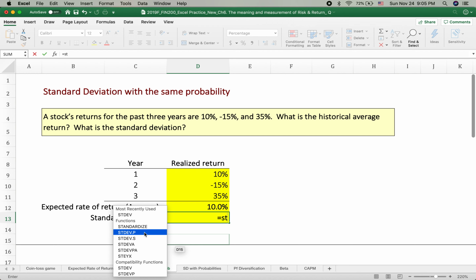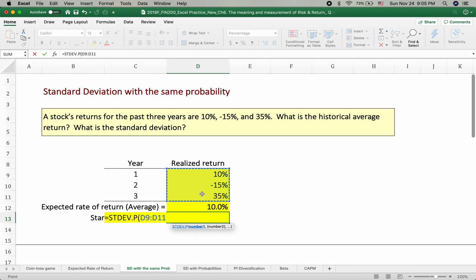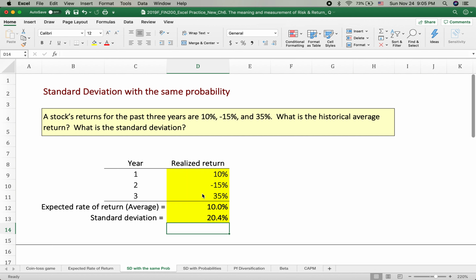If we assume that this 10%, minus 15%, and 35% is the full information, full data, then we use the standard deviation population, which is .P, right? But if we collect some sample information from a huge amount of data, then we use the sample standard deviation, .S. But in this case, let's assume that the information is just the full information. So the standard deviation .P, dragging over the past information, gives 20.4%.